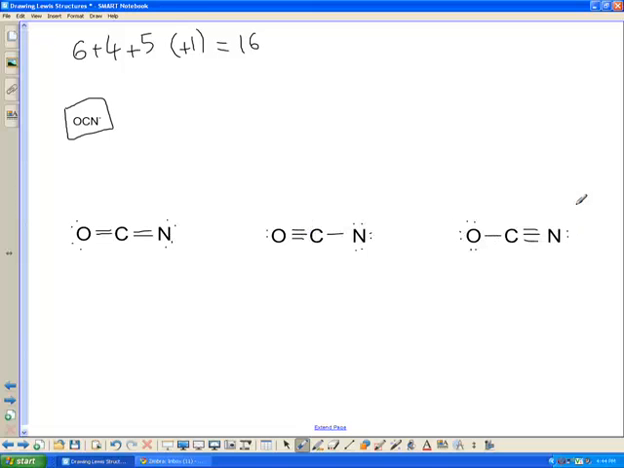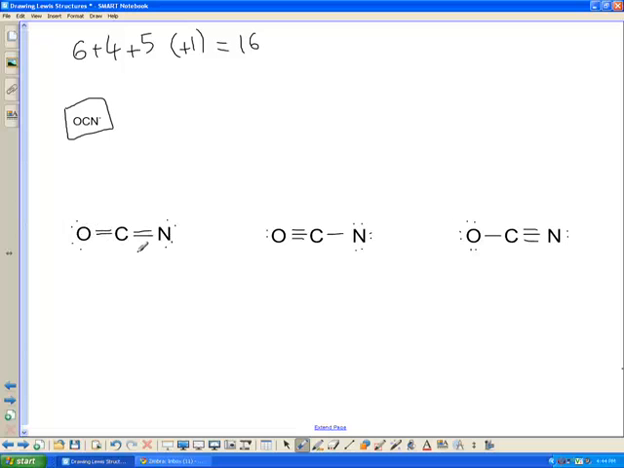So, according to Lewis structure theory, each of these are valid. And they are all valid, but some of them are better than others. Some are more valid because they're more stable than others. And that is where formal charge comes into play. So we're going to figure out formal charge of each of these guys.